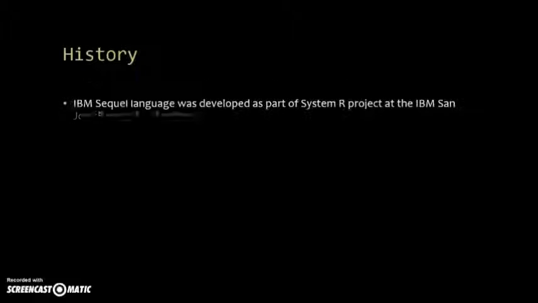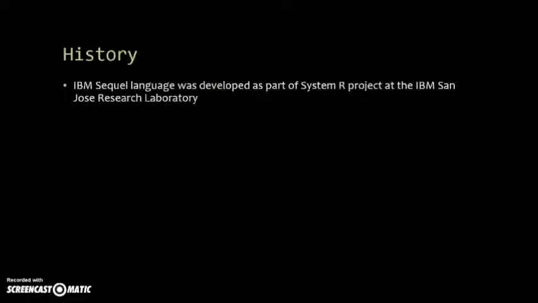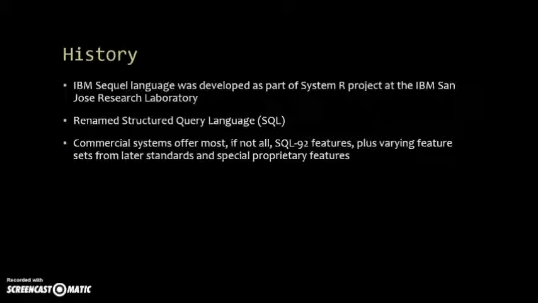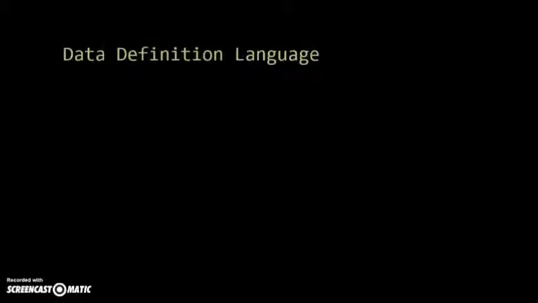So first up, history. The IBM SQL language was developed as part of the System R project at the IBM San Jose Research Laboratory, renamed Structured Query Language or SQL. Commercial systems offer most, if not all, SQL-92 features, plus varying feature sets from later standards and special proprietary features.